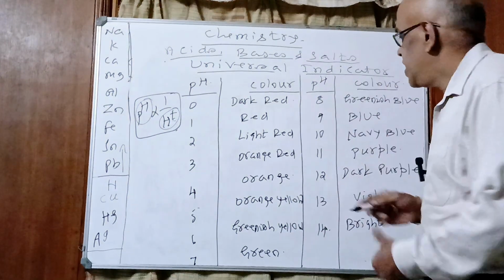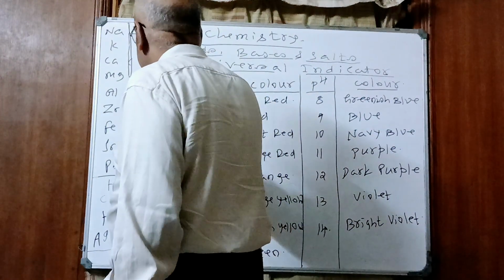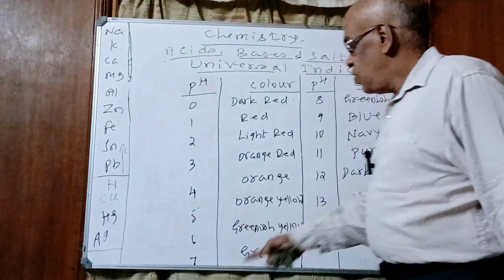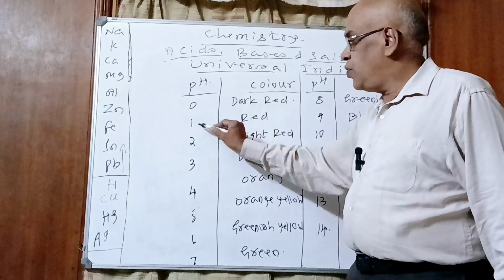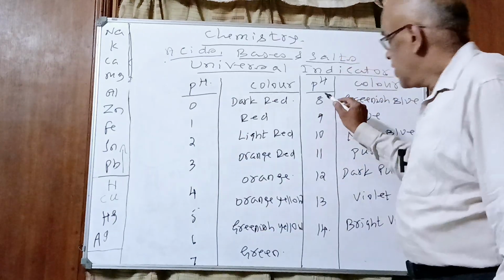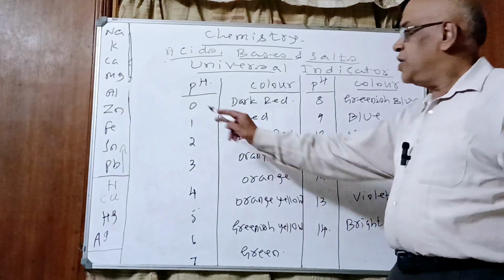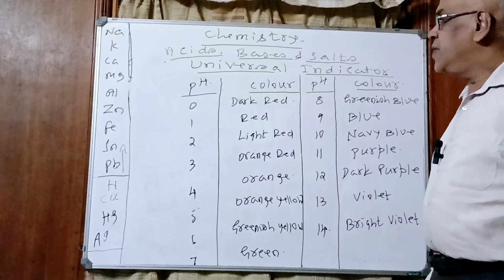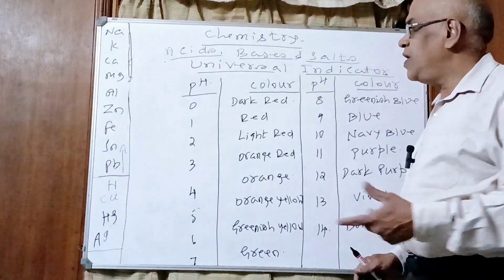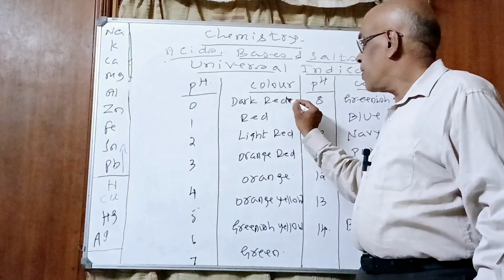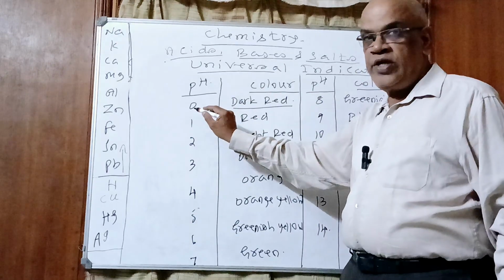Now, look at children, I have written a chart. In the previous topic, what did we study? The pH scale, which ranges from 0 to 14. I made 2 columns because there is no space on the board. 0, 1, 2, 3, 4, 5, 6, 7, 8, 9, 10, 11, 12, 13, 14. This is the range of the pH scale. Yes or no, children? 0 to 14. Come, children. You take a chemical and add universal indicator. What happens? The color will change. What happened to that color? It becomes dark red. pH will be 0.